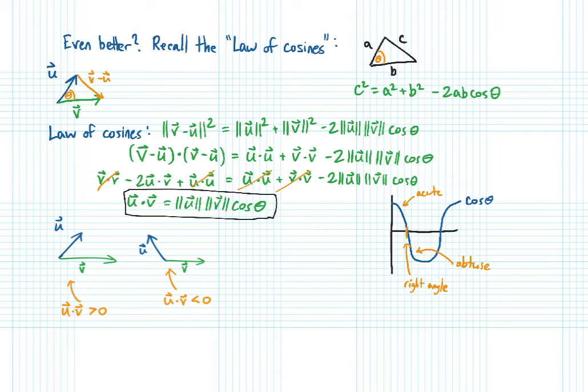And so here are a couple of pictures where you can just look at the vectors and you can see whether the dot product is going to be positive or negative based on whether the angle is acute or obtuse.